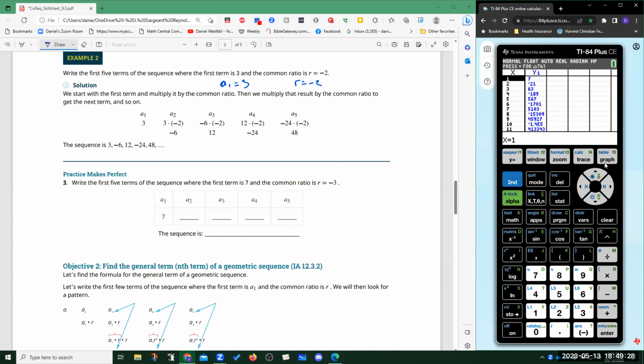So we've got the next one is 7 times -3. It's going to be -21. -21 times -3 is going to be 63. 63 times -3 is going to give me 189. 189 times -3 is going to be 567. So I didn't want to do some of those big ones by hand. I let my calculator do them for me.